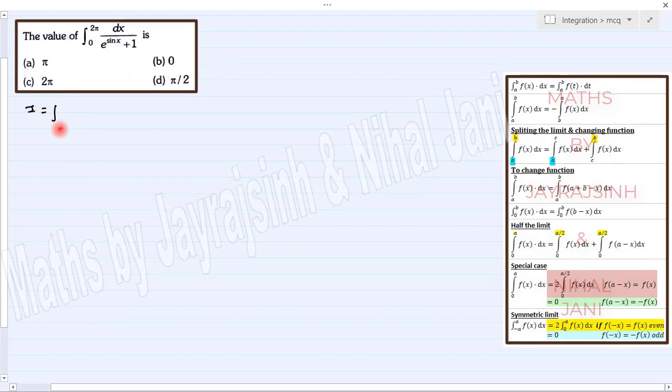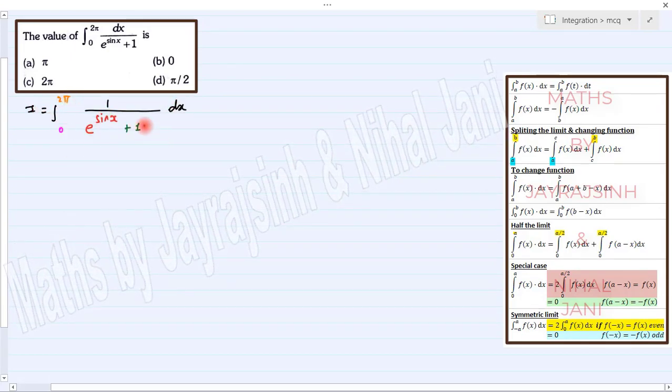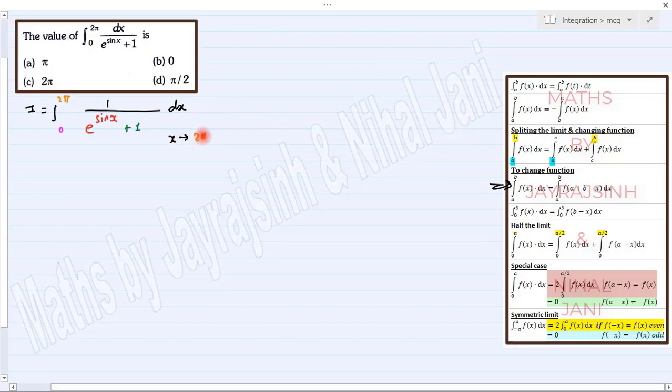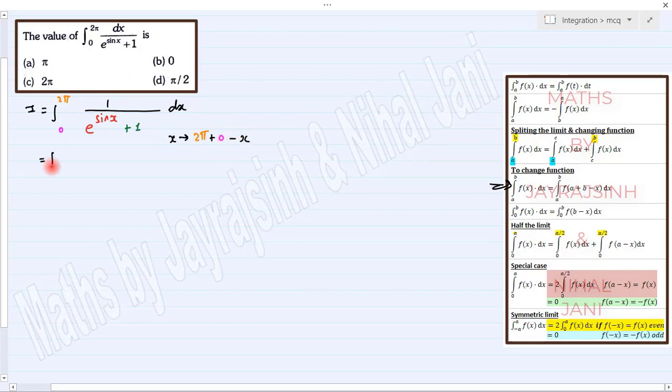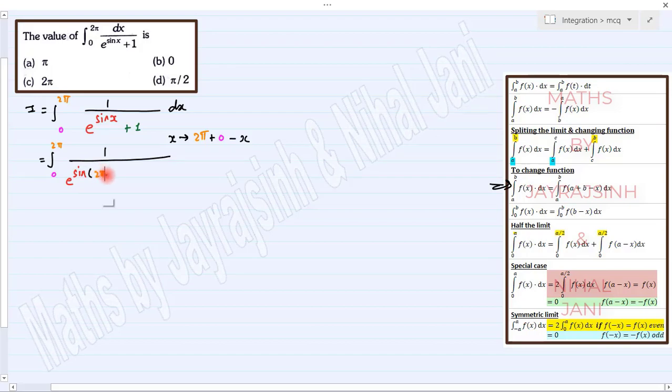We have to integrate from 0 to 2 pi 1 upon e raised to sin x plus 1. Now, to solve this, let's use our fourth property. We can replace our x by the sum of the limits, which is 2 pi plus 0 minus x. So our function will be changed to 1 upon e raised to sin of 2 pi minus x plus 1.